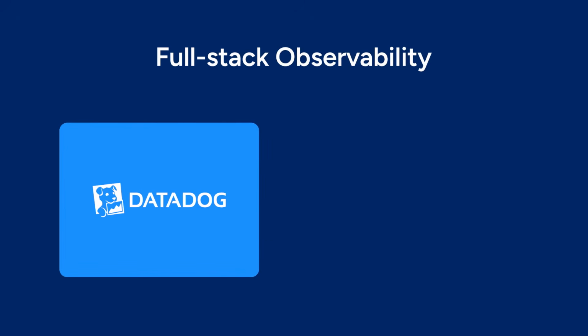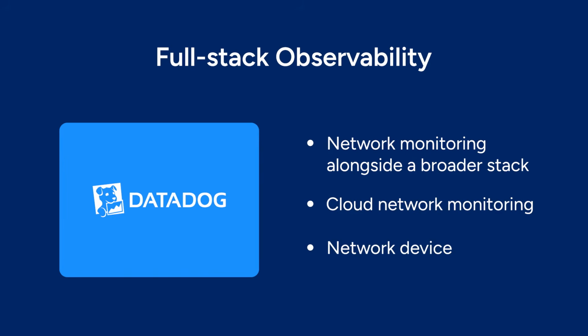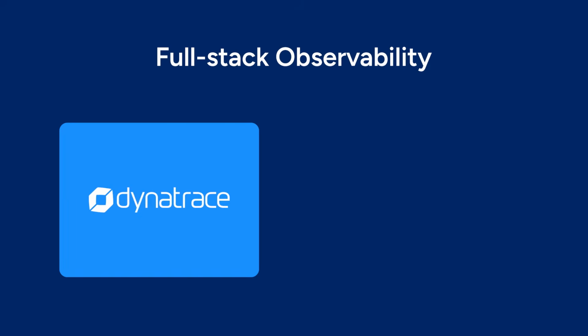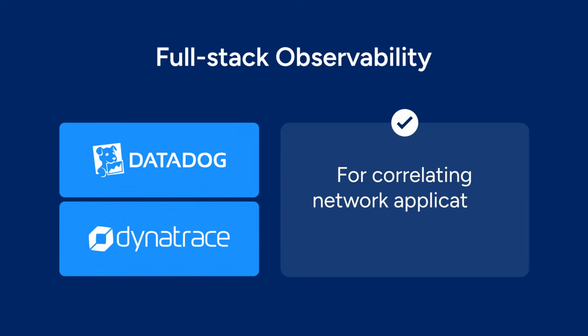Datadog is a strong choice when network monitoring is part of a broader observability stack, alongside infrastructure, logs, traces, and cloud services. Cloud network monitoring maps service-to-service dependencies, and network device monitoring adds SNMP-based device coverage. Dynatrace targets full-stack observability with Davis AI, which uses deterministic causal analysis to connect network issues to application and business impact. Both are best when you need network signals tightly correlated with application telemetry, though neither is as network-first as a dedicated network intelligence platform.